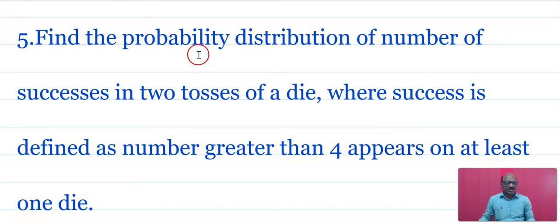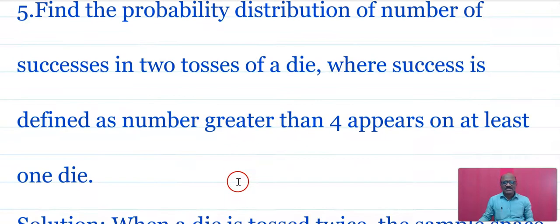Now here is question number 5. Find the probability distribution of the number of successes in two tosses of a die, where success is defined as a number greater than 4 appearing on at least one die.